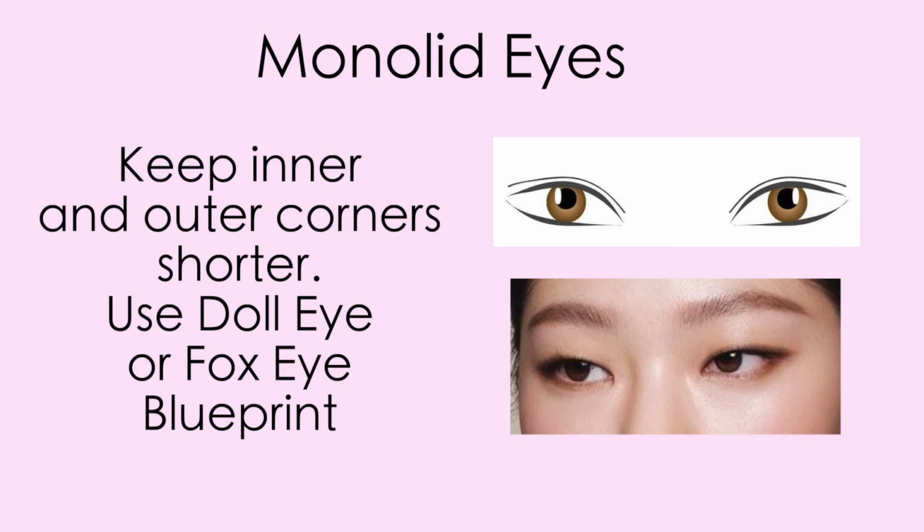Monolid eyes tend to have monolid eyelids. They also tend to have naturally straight lashes. C-curl or L-curl will be the best option to use in those cases. Also, put shorter eyelash extensions in the inner and in the outer corners. Use doll eye and fox eye blueprints for those types of eyes.